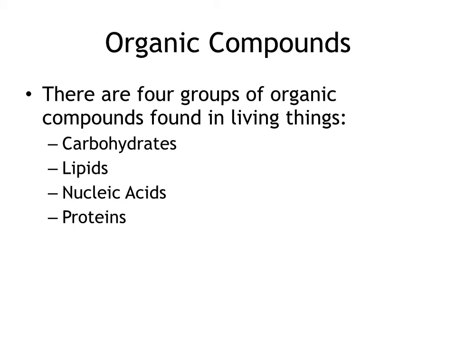Now there are 4 groups of organic compounds found in living things. We have carbohydrates, lipids, nucleic acids, and proteins. We're going to talk about them all in depth except for nucleic acids. We'll mention them and we'll have a few little things for you to know about them. But nucleic acids are for the most part going to be saved for when we do DNA and RNA.